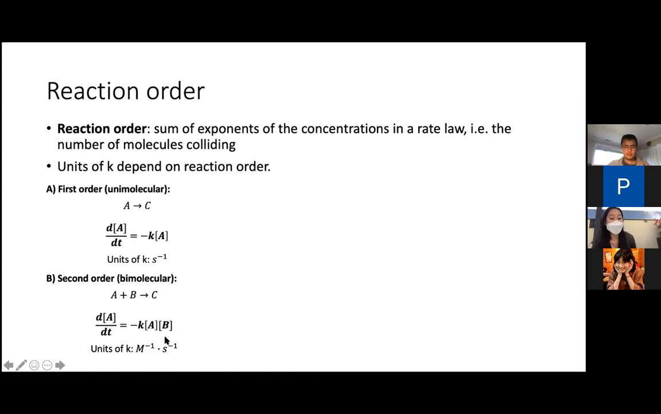This time, because there are two reactants, both of their concentrations affect the rate of the reaction. And if you solve for the units of K, you would get capital M to the negative first power times s to the negative first power. This is different from the units of K for first order. As I said, the units of K depend on the reaction order, so they will be different for each kind of reaction. And I encourage you guys to try and solve for K on your own to see if you get the same thing.